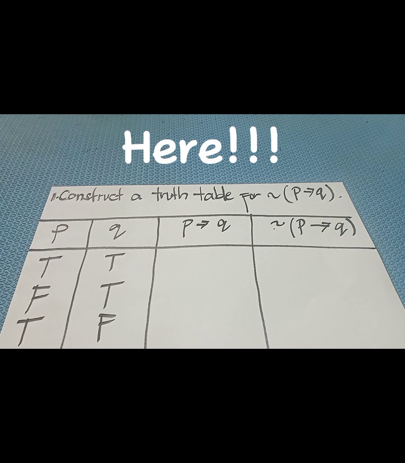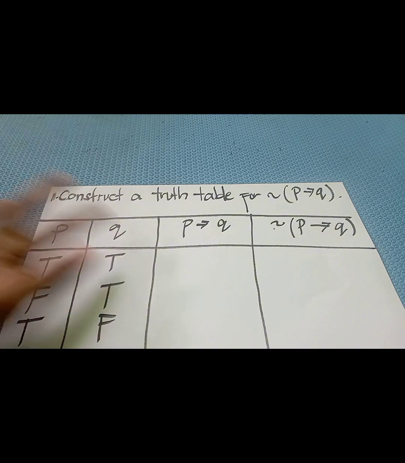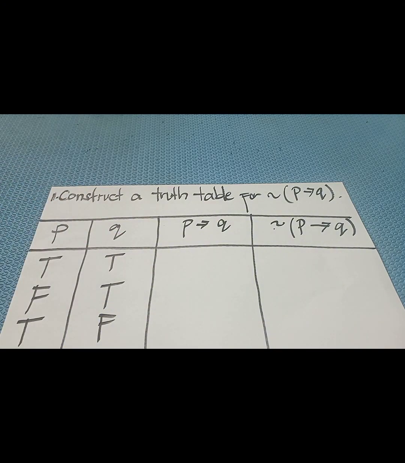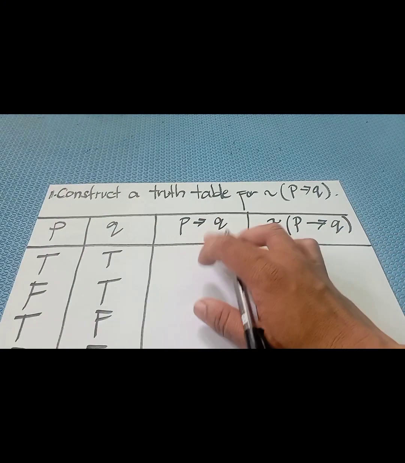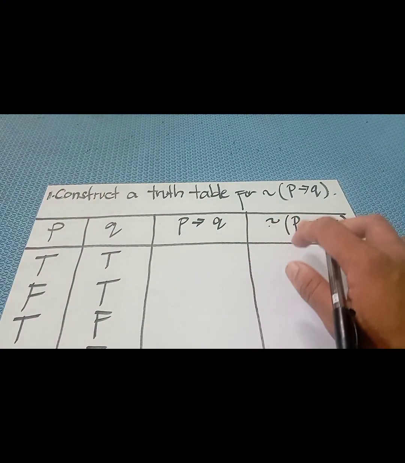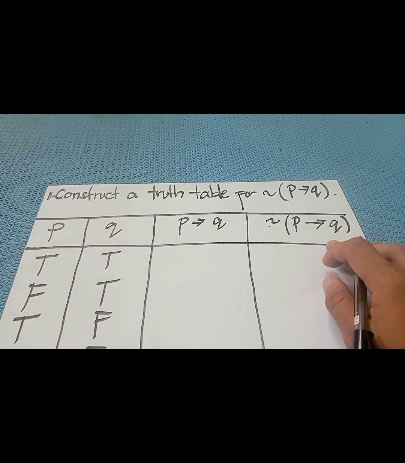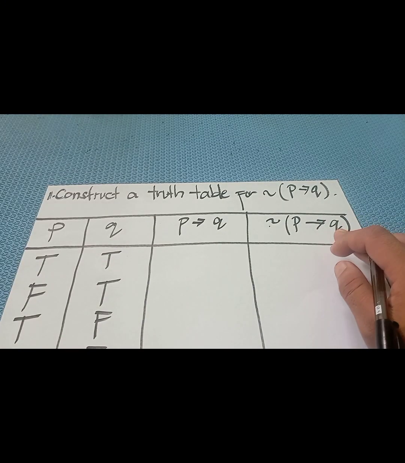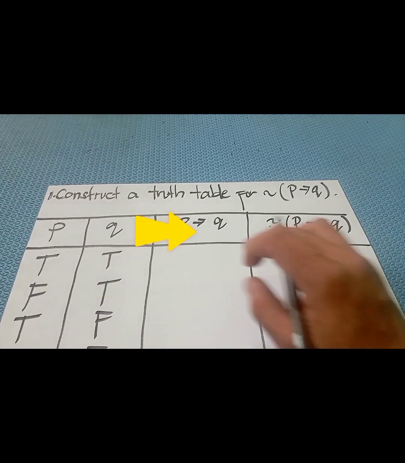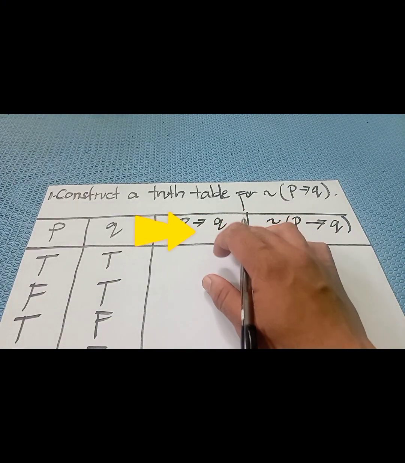Example number 1. Construct a truth table for the negation of P implies Q, in close parentheses, where P and Q are the given statements. P implies Q and the negation of P implies Q are the two statements to be solved. How to get P implies Q?